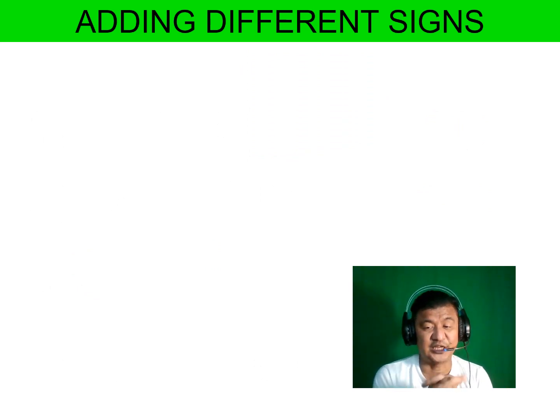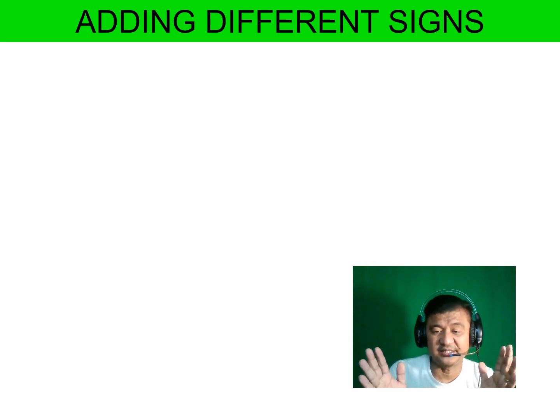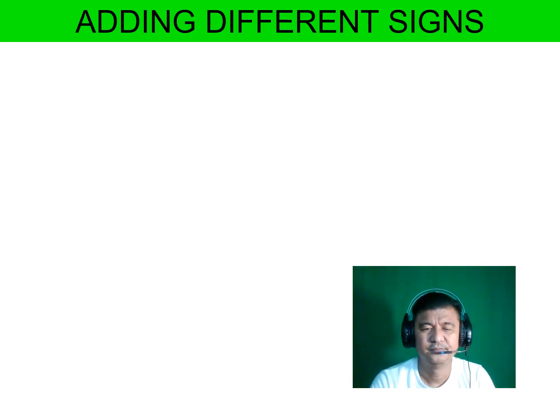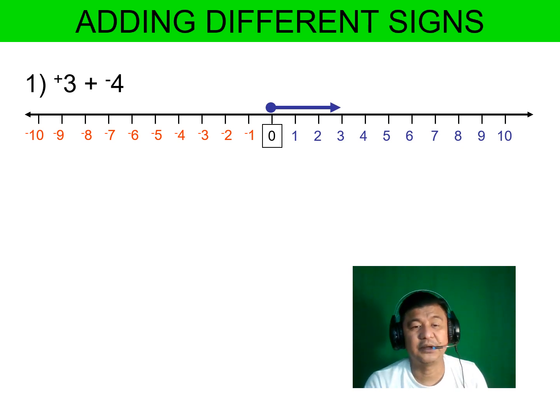Now, this is the challenge. What if one is positive and the other one is negative? What will I do? Now, these are our examples. Let's start with a positive 3. 0, 1, 2, 3. Some kids, by the way, cannot make straight lines. They make skips. Skips are also allowed. But for now, we're using straight lines.